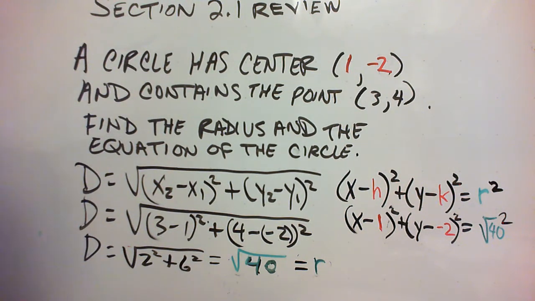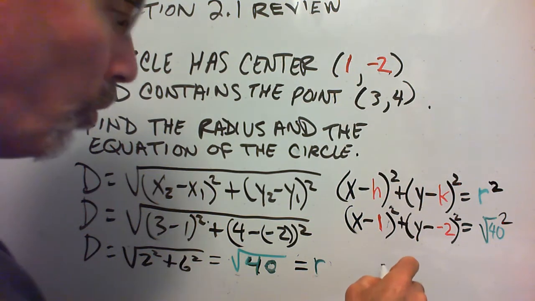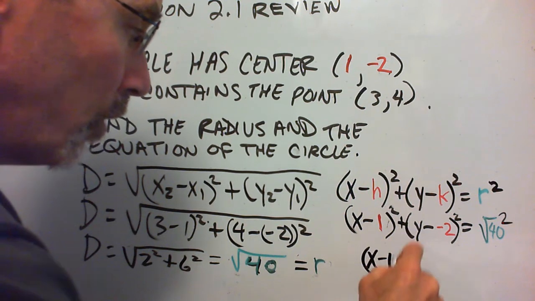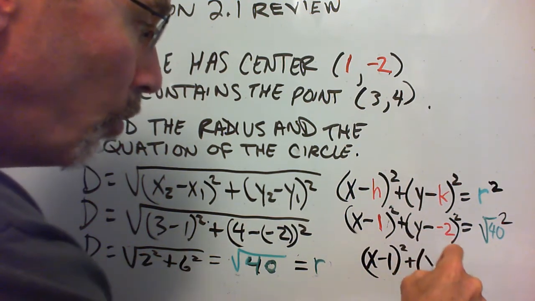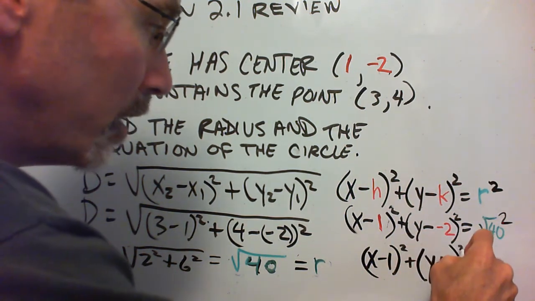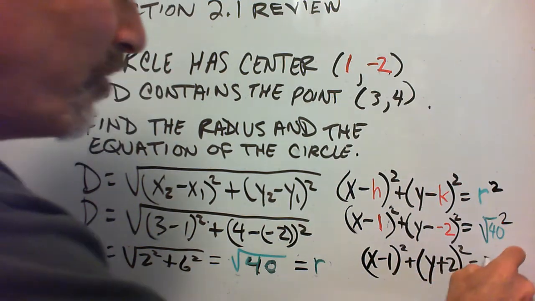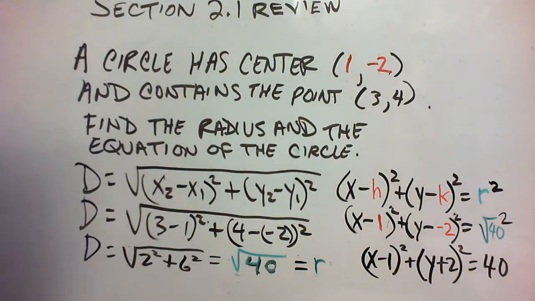So when we simplify this, we get x minus 1 quantity squared plus y plus 2 quantity squared equals, and the square root of 40 squared is 40. So don't forget to square that square root and change your negative sign.